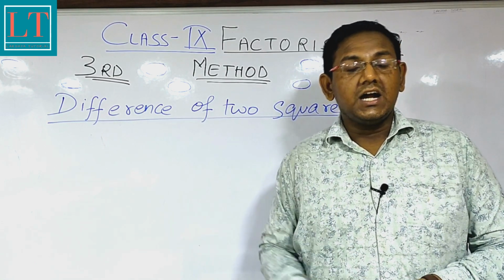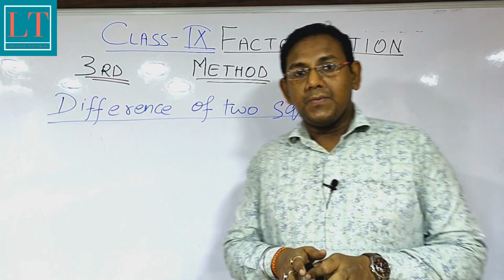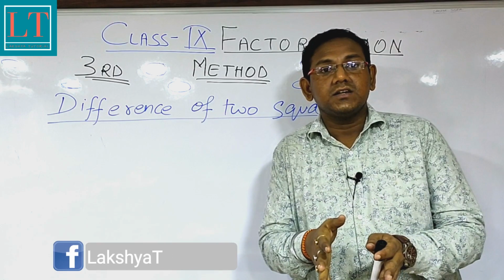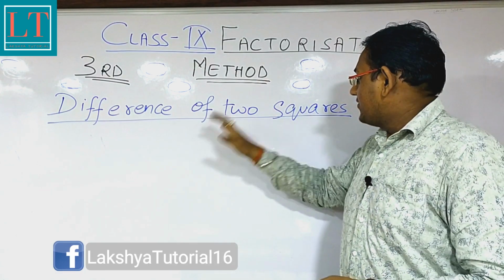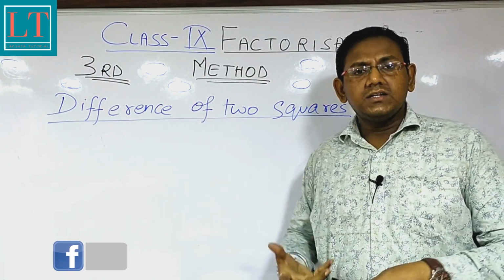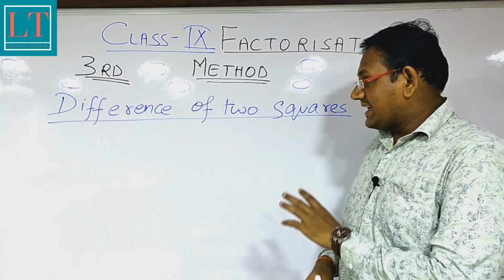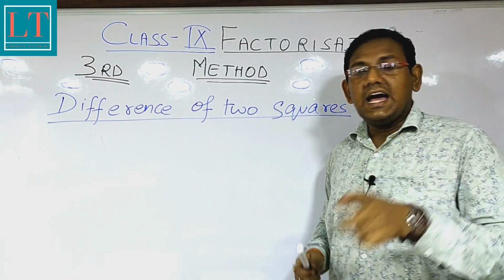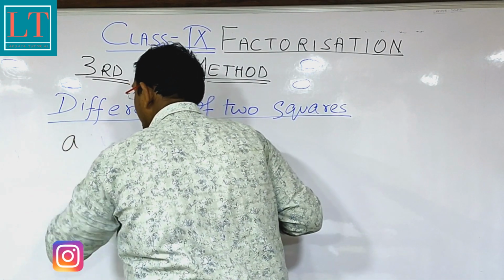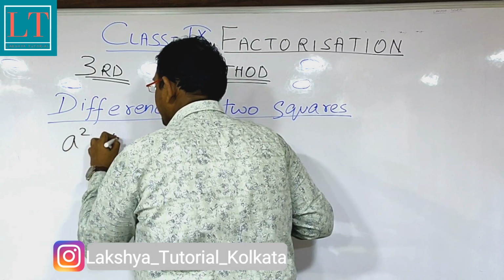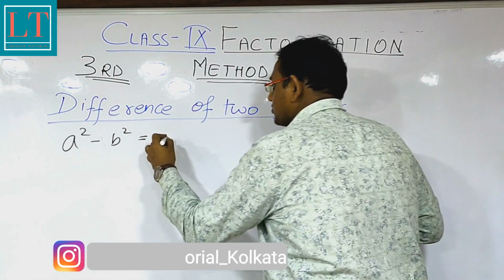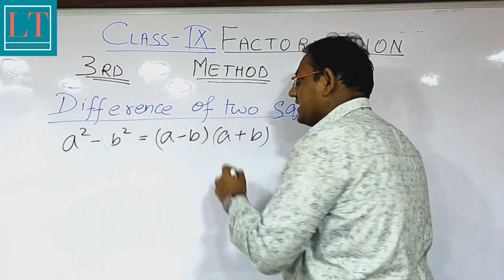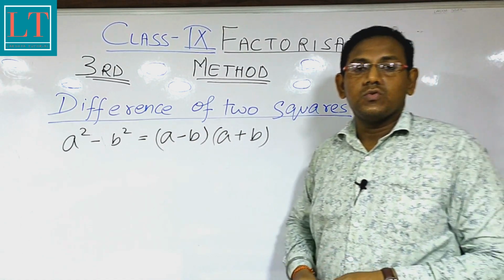Now let us quickly start with this topic. In this topic we are going to discuss the third method. And what is basically the third method? The third method is the difference of two squares. Now what does that mean? The difference of two squares means that we are going to apply the formula a square minus b square is equal to a minus b into a plus b. This is basically the difference of two squares.